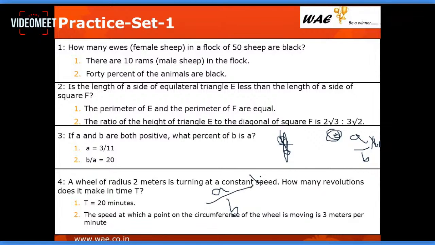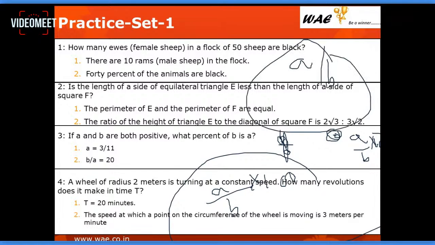That means 100 is known. You only need to find A by B. So your search is for A by B. That is the question. Now let's come to S1. When you're talking about S1, only focus on S1. Is it telling you the value of A by B? No. So S1 is a cross.